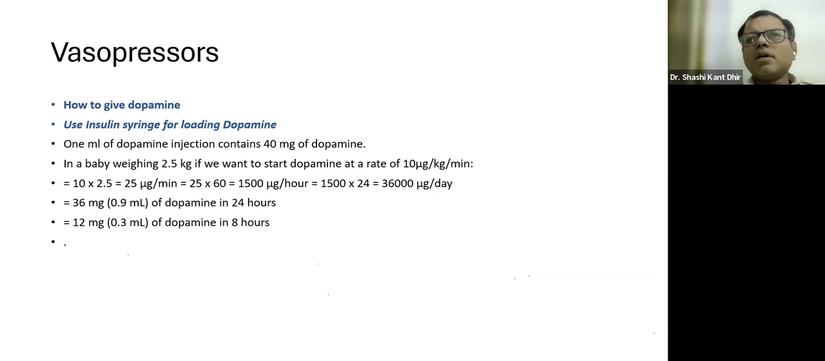The simplest method is that 28.8 milligram of dopamine per kg is to be given if we want to give 20 microgram per kg per minute. So if we want to give 10, we start at 0.5 ml per hour. It is as simple as that. 28.8 mg per kg of dopamine over 24 hours, right?